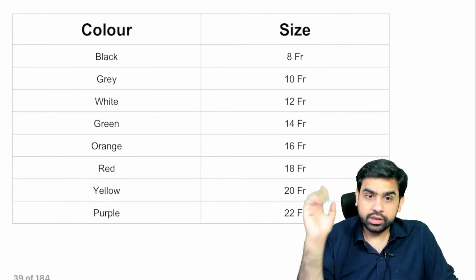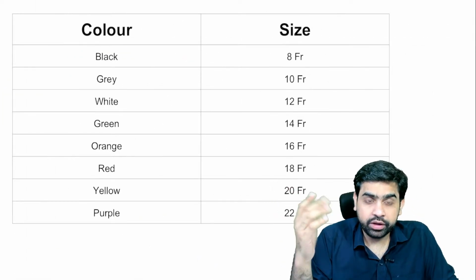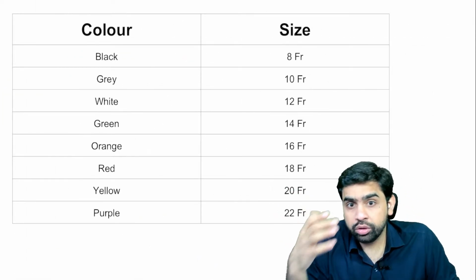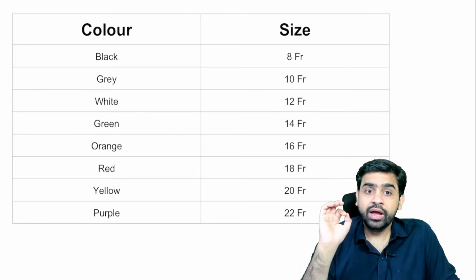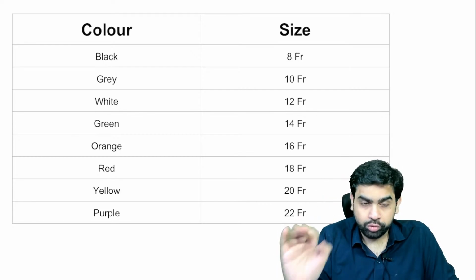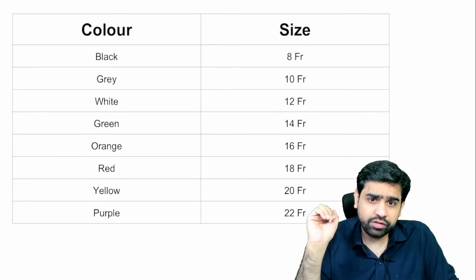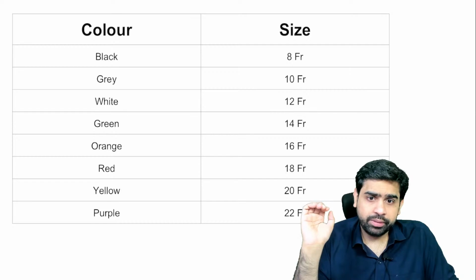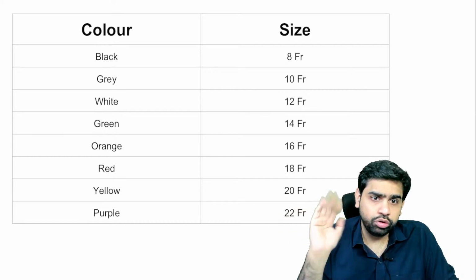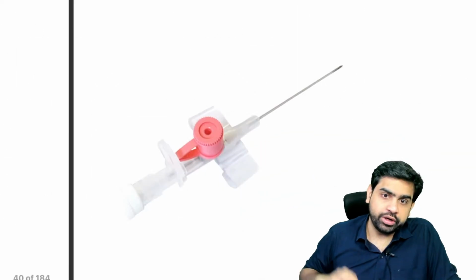Now this is the color coding which you need to understand over here. The most commonly used catheter for males is the orange, that is a 16 French. The most commonly used catheter for females is a 14 French, that is green. Then we have red, which is 18, yellow is 20, purple is 22, and all those other sizes. I hope you have understood. Please go through this particular list. This is important.